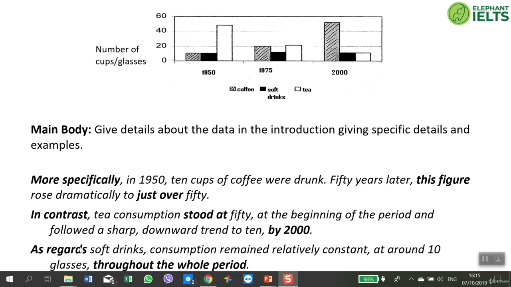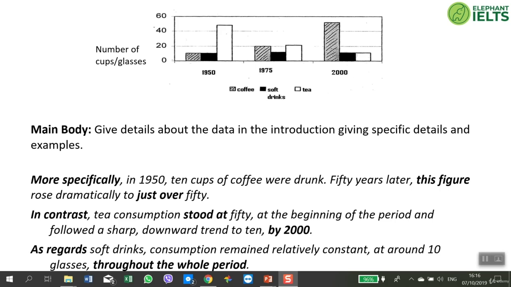So again, I use "as regards" now from my language bank, "remained relatively constant". And I say "relatively" because if you notice here in 1975, there was a very slight rise. So if I say "relatively", I'm covered, aren't I? "At around 10 glasses". So again, I put the number of glasses. I talk about the period differently using "throughout the whole period".